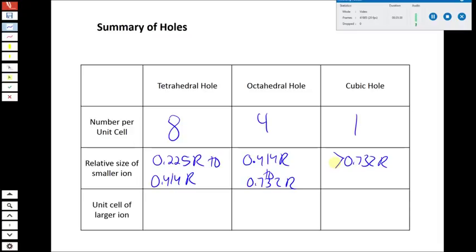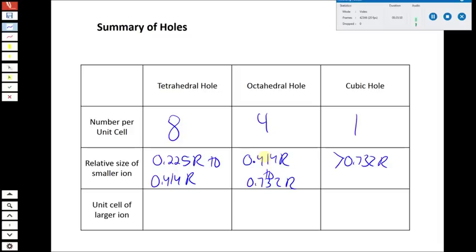So again, using the relative radii of the two ions, smaller divided by larger, we can predict which type of structure these will occupy and whether the cations or the smaller ion would go into the tetrahedral, octahedral, or cubic hole. Okay? So we'll give some examples of that in real structures later on to show how that analysis is done.